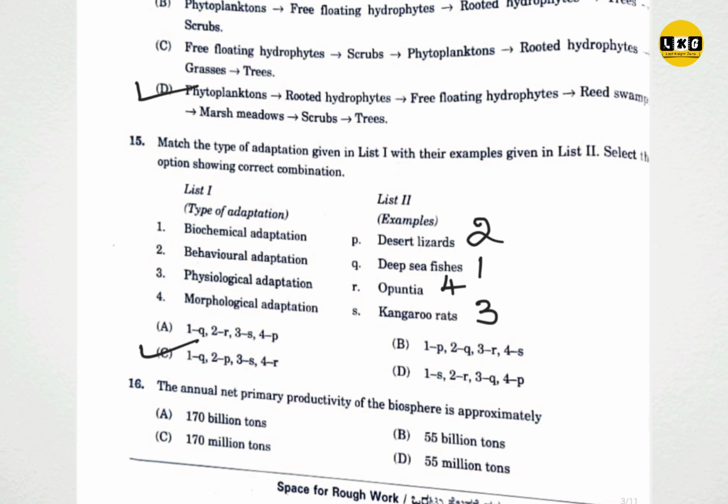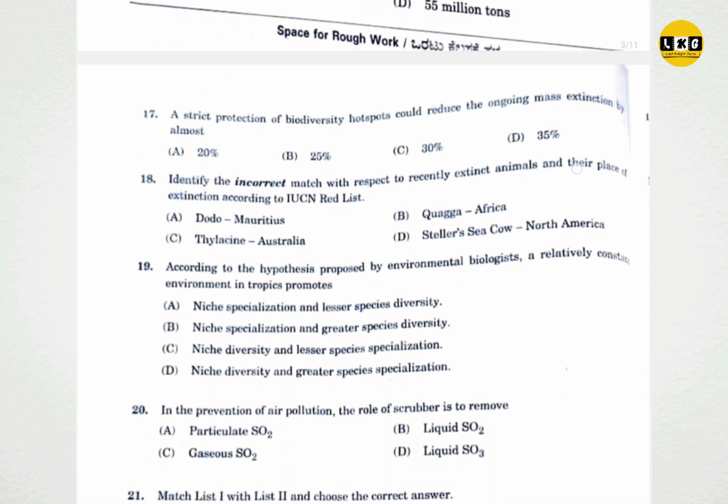Next, 16th one. The annual net primary productivity of biosphere is approximately. So approximately it is 170. Yes. But here two options are given again. 170 billion tons and 170 million tons. So the right option is 170 billion tons. That is option A. Next question.